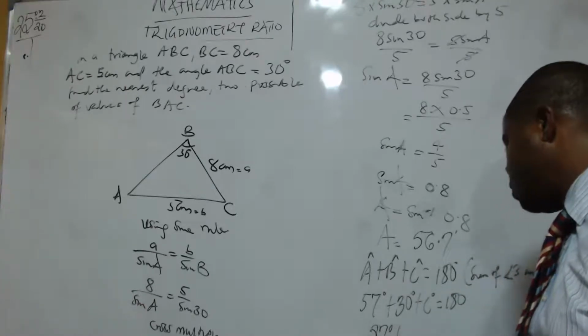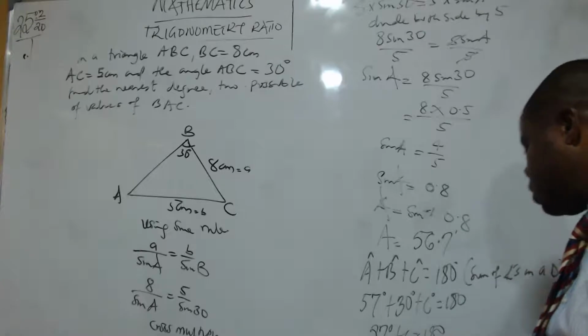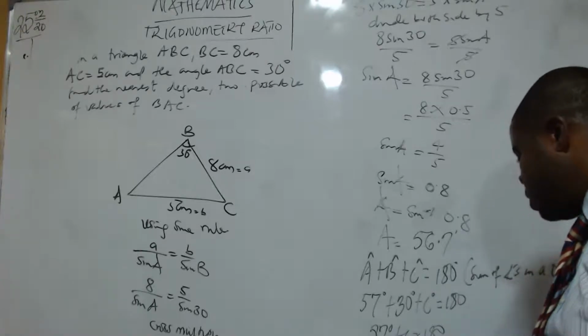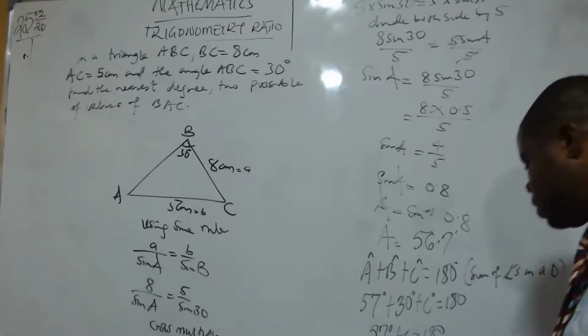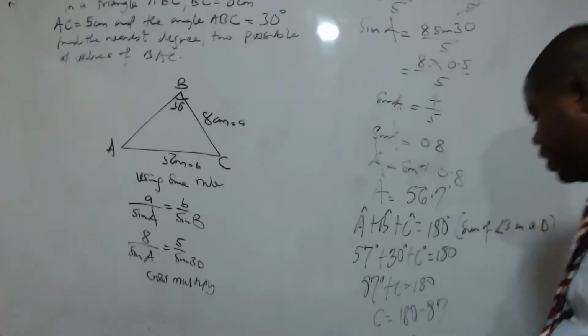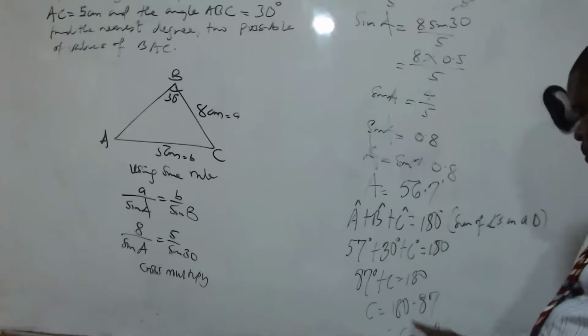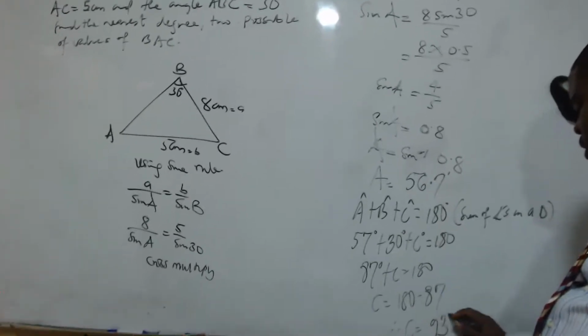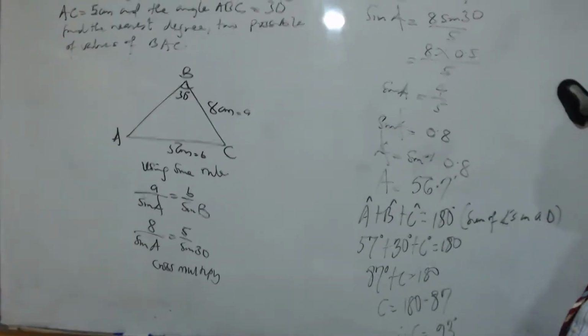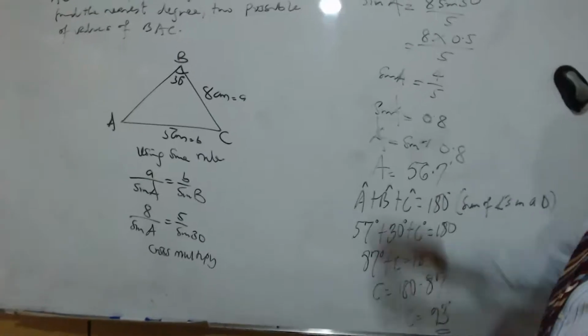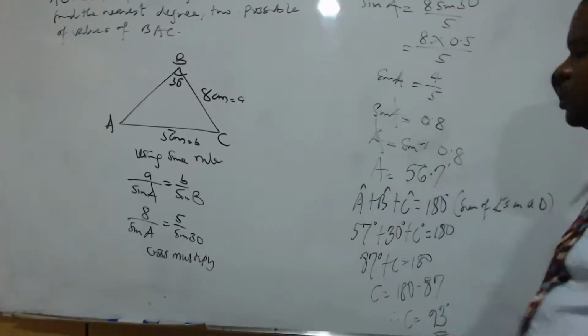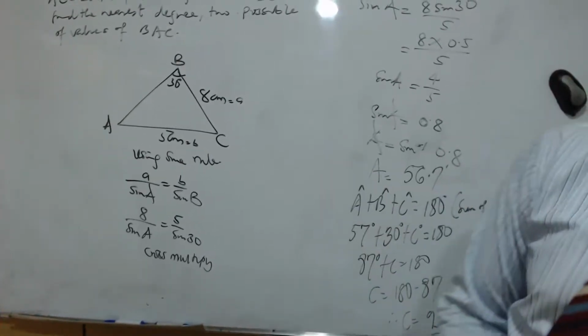87 degrees plus C equals 180. So C now becomes 180 minus 87. Therefore, our C will give us 93 degrees. So that will be the value of A, B, and C.